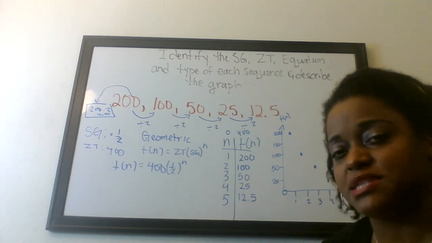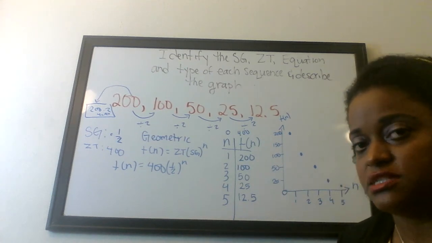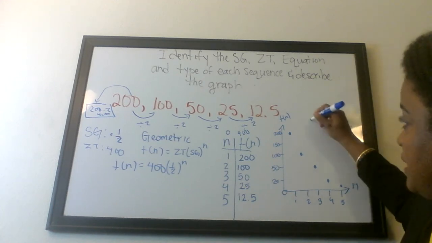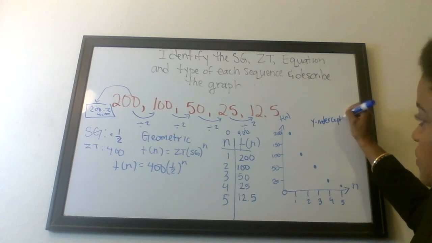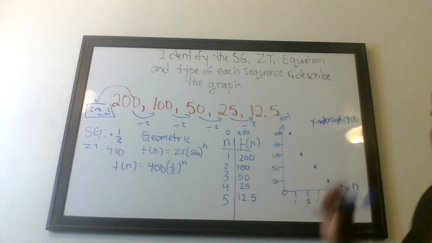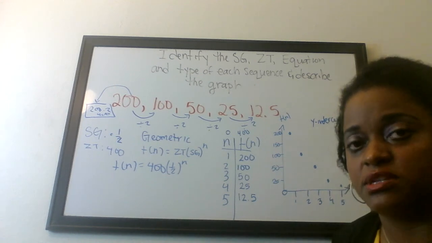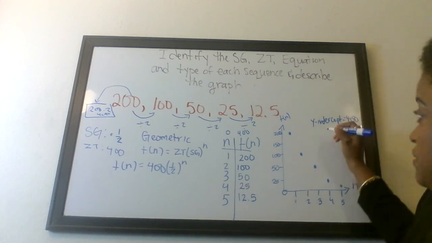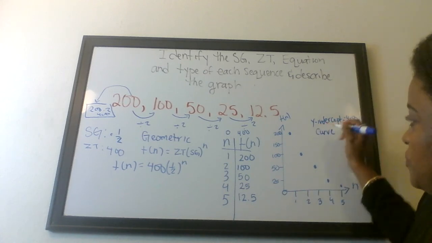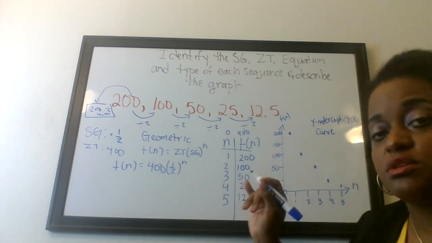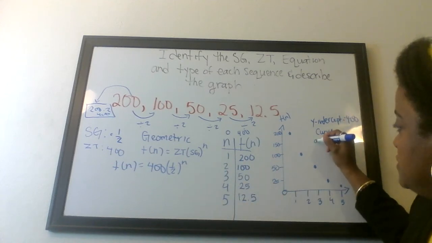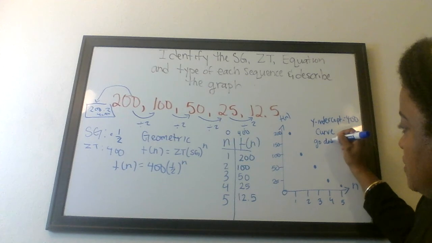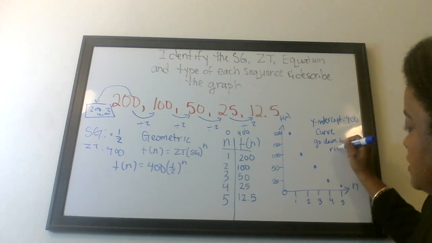So then on the test, I would say, describe it. Well, the first thing I need you to describe is the y-intercept. The y-intercept is your 0 number, which is 400. I also would like you to show me or tell me if it's a curve or a line. This is a curve. And then we could say it's decreasing to the right, or it's going down to the right. So we can go down to the right or decreasing to the right.